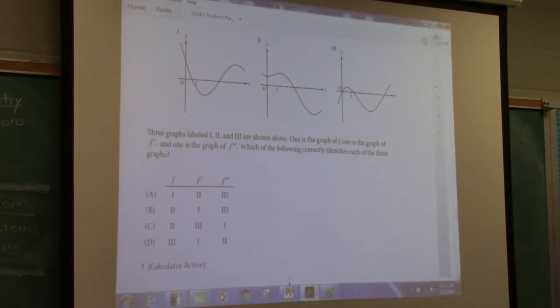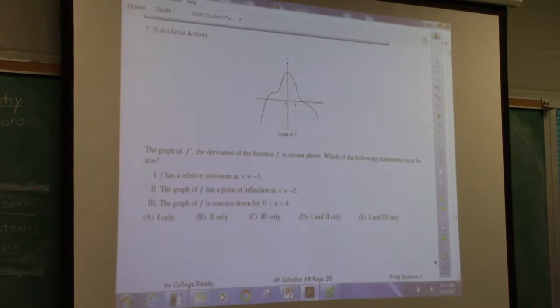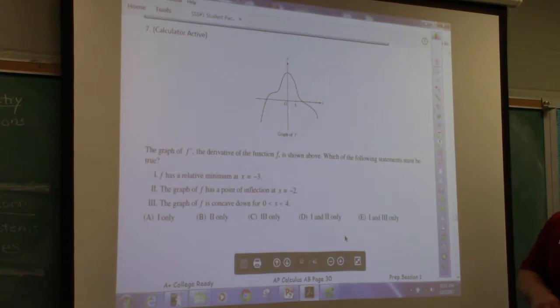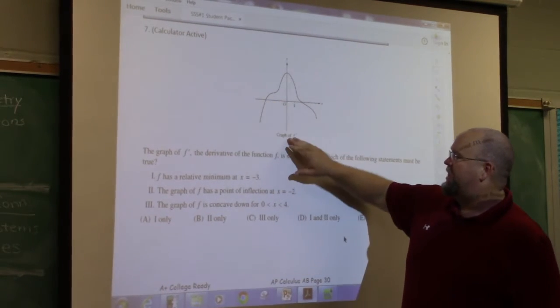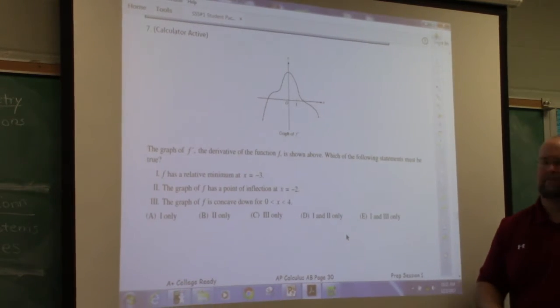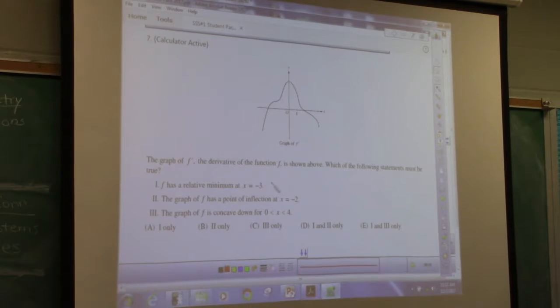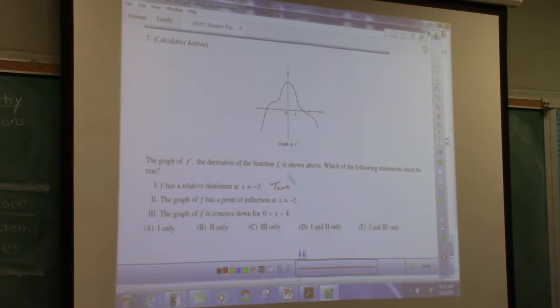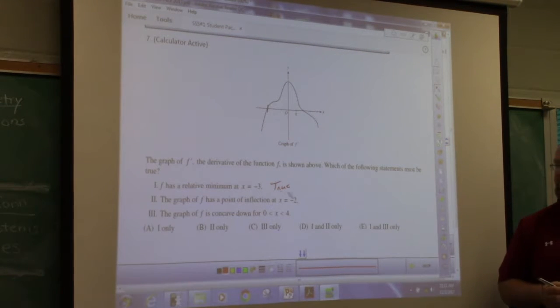And then what about number 7? Number 7, this is the graph of f prime. Which of the following statements must be true? Must we have a relative minimum at x equals -3? If this is the graph of f prime, is that going to be a relative minimum? What do you think? Yes or no? Yes, that's true. f prime does what right there at -3? Negative to positive. Okay, so that's true.